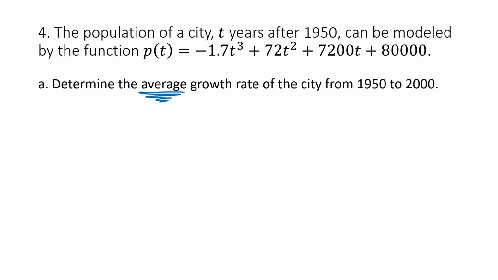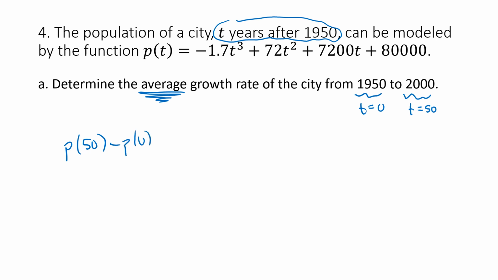So in this case, 1950, that's t equals 0, because t is the number of years after 1950. 2000, that's going to be t equals 50. 2000 minus 1950 is 50, so that's 50 years later. So this is just going to be p of 50 minus p of 0 divided by 50 minus 0. So I'm going to figure out what those two p values are.